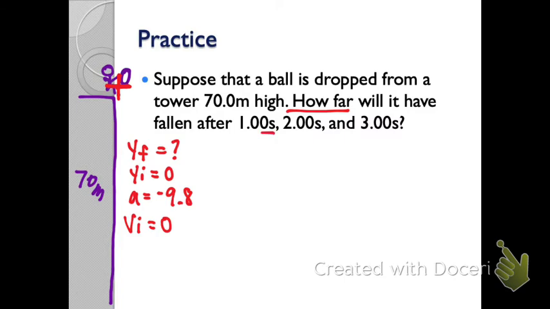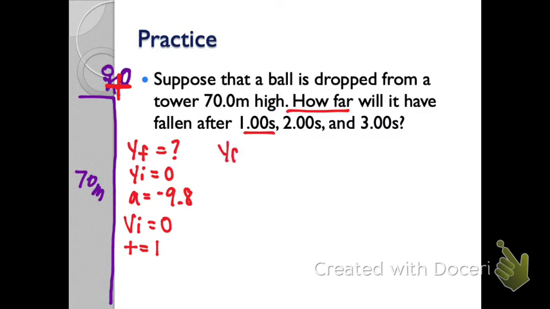Okay, then it says after 1 second. That's what we're going to try here. So t equals 1. Okay, that's all the variables we have. We can't worry about the 2 and the 3 seconds right now, right? Those are the only variables we have. So what equation could I use if I want to solve for y final? First, second, or third? Second. I agree, second. Okay, so let's go ahead and use the second equation.